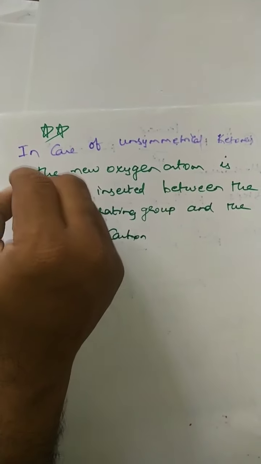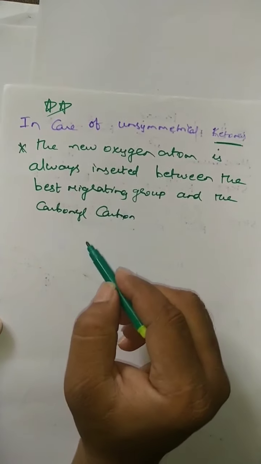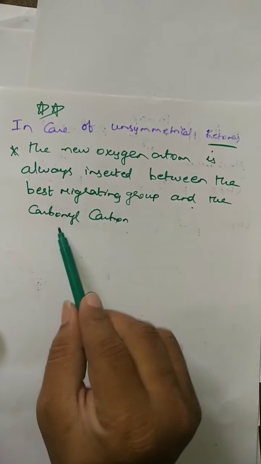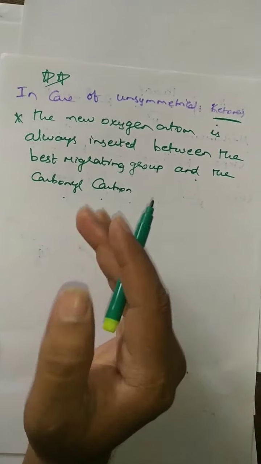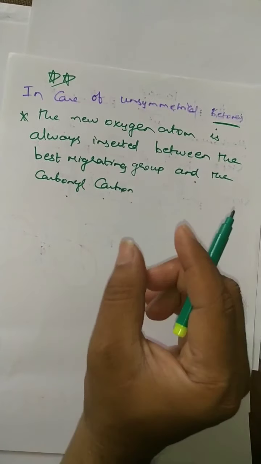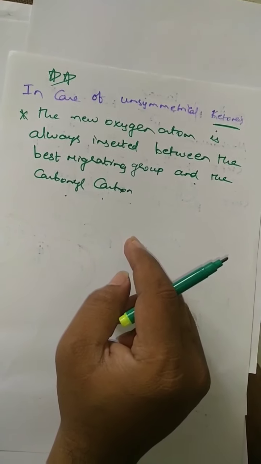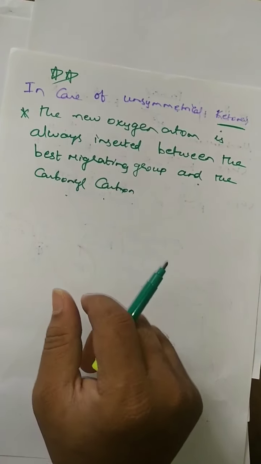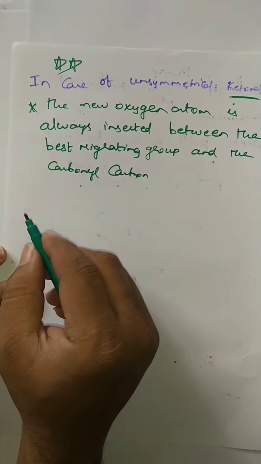See, this is a very important point. In case of unsymmetrical ketones, the new oxygen atom is always inserted between the best migrating group and carbonyl carbon. So how can you say between carbonyl carbon and which alkyl group oxygen is inserted? If two different alkyl groups are there, we have to think in between which alkyl group and carbonyl group the additional oxygen has been inserted. So it depends upon the migrating aptitude of the group.